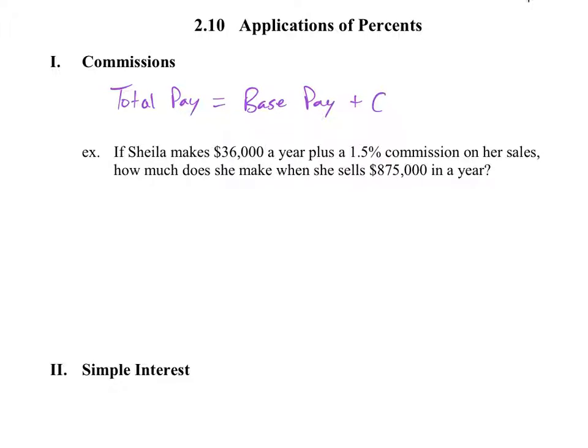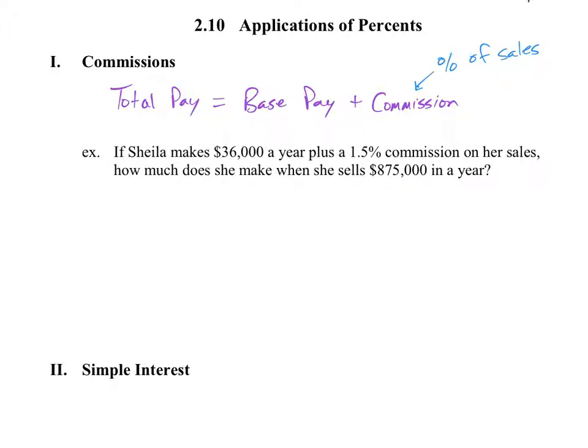And then plus the commission, which is a certain percent of the sales. So if you sell a $100,000 house, you get a certain percentage of $100,000. If you sell a $250,000 house, you get a percentage of $250,000. That's the extra. So I have Sheila.